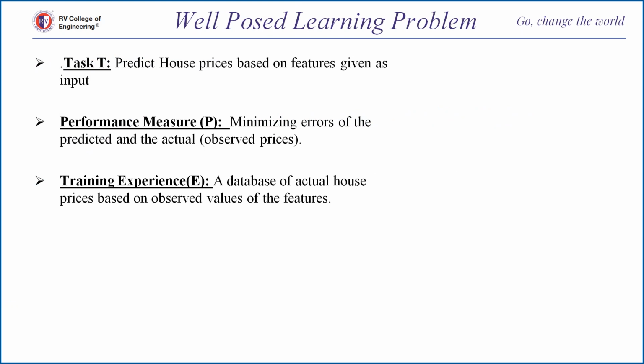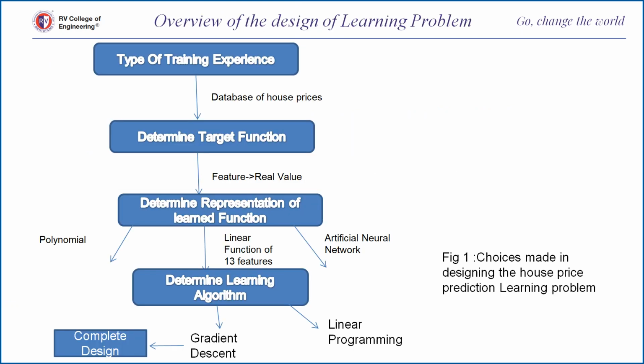First, the well-posed learning problem statement. Here the task T is to predict house prices based on features given as input. Performance measure P is minimizing errors of the predicted and the actual or observed prices. Training experience E is a database of actual house prices based on observed values of features.